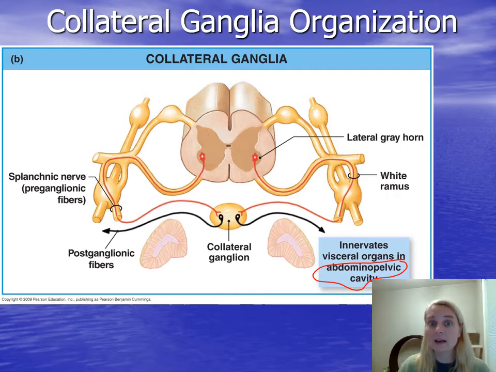So chain ganglia was head, neck, body wall, limbs, and thoracic cavity. Collateral ganglia, abdominal pelvic cavity. Okay, so stomach, small intestine, liver, spleen, urinary bladder, uterus, all that stuff. So let's take a look.